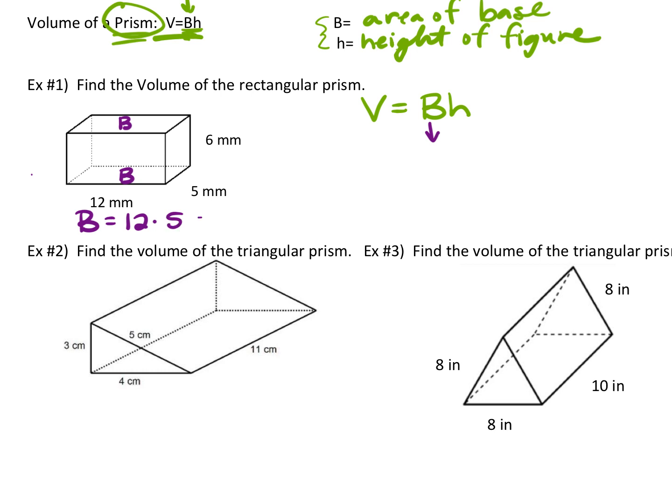12 times 5, right? So that's going to be 60. So the area of my base is 60. What is h? The 6, the height of the prism, the distance between the bases. So you're going to say the volume of this rectangular prism is 360.